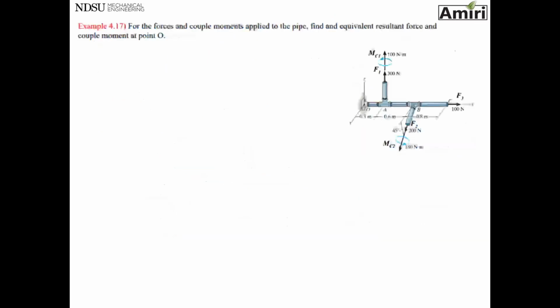Let's look at another one. So problem like this says, for the forces and couple moments applied to the pipe, find the equivalent resultant force and couple moment at point O. Okay, so that means move everything to point O. Give me an FR and give me an MR. That's all I care about. Get rid of all of these forces, all of these moments, and everything that is there.